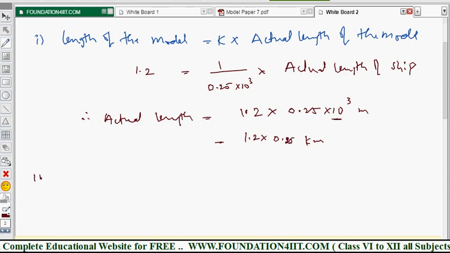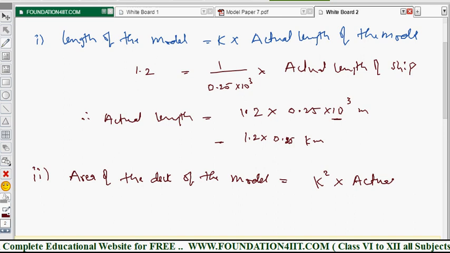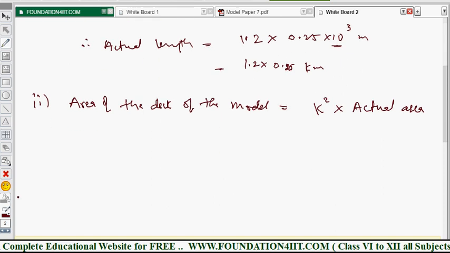And next one is area of the deck of the model. So area of the deck of the model. So area means you should use the k square. Okay, k square into actual area. Actual area of the deck of the ship. That is area of the deck of the model is 1.6. So as per the question, 1.6 is equals to k square.